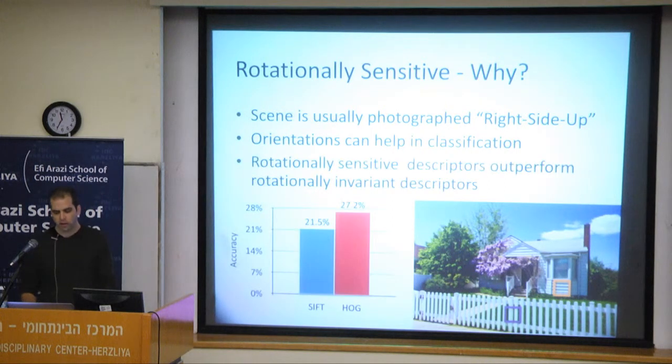And lastly, looking at the results of rotationally sensitive descriptors versus rotationally invariant descriptors, we see that rotationally sensitive descriptors outperform the rotationally invariant descriptors, as you can see here by comparing the SIFT and HOG descriptors.